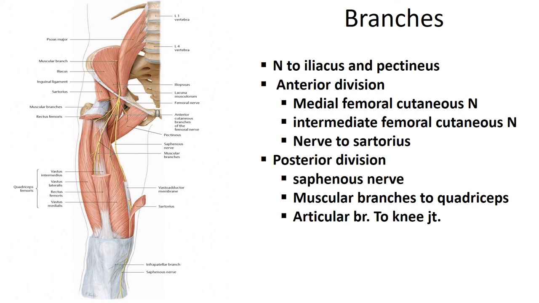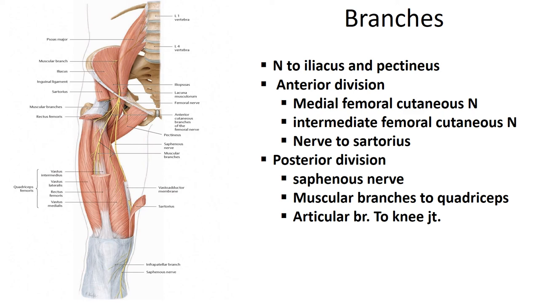Now from the anterior division, it gives a medial cutaneous branch, which is the medial cutaneous nerve of the thigh. Then it gives a branch to the sartorius, and this branch to the sartorius is generally two nerves, and one of them usually pierces the muscle and continues as the intermediate cutaneous nerve of the thigh, or the intermediate femoral cutaneous nerve. So these are the branches from the anterior division: medial femoral cutaneous nerve, then the nerve to sartorius, which pierces and becomes cutaneous, known as the intermediate femoral cutaneous nerve.